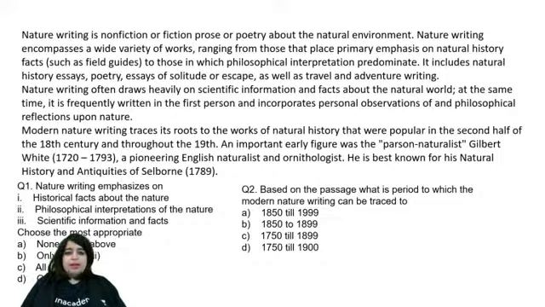Now there is another paragraph. This is a very small passage which has been given to you guys, and we have a few questions based on it. So let's quickly try to read it. You guys have like 2 minutes to read the passage.